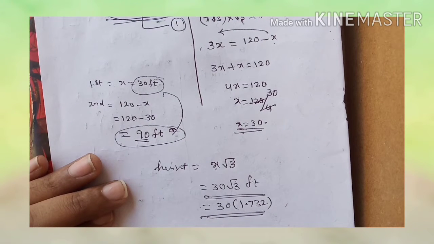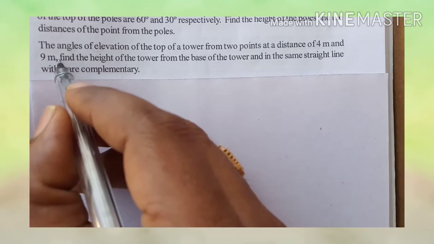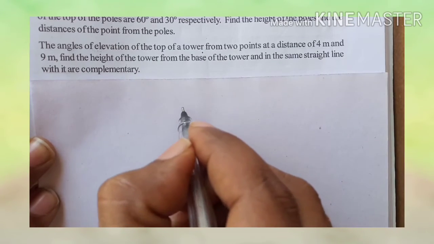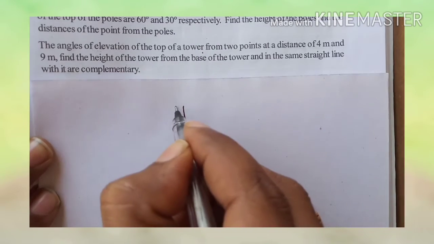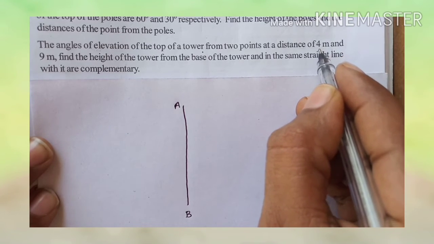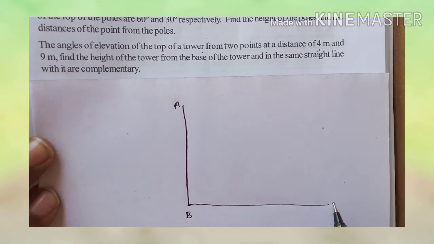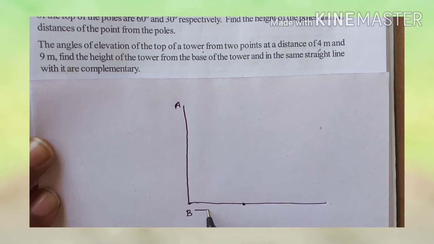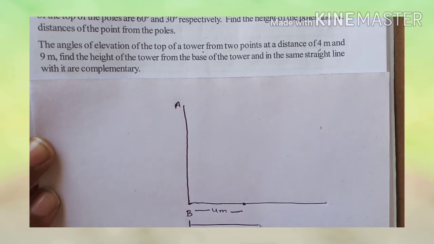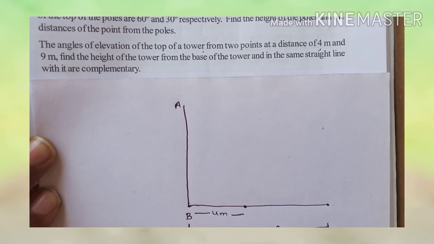Okay, let's go for the next problem. Now the next problem: the angle of elevation of the top of a tower from 2 points, not 1 point. So here I am drawing a pole. Let the pole be AB. From the 2 points, the distance of one is 4 meters and the second one is 9 meters. From the pole we have to move some distance. First observation point is at how many meters? 4 meters. And the second point from the pole is 9 meters. Right?